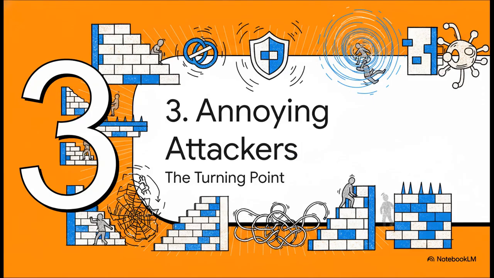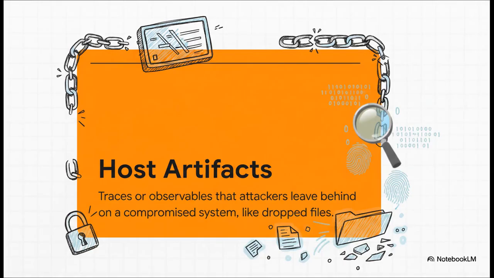Okay, we're climbing into the middle of the pyramid now. This is the turning point. This is where the things we do as defenders start to get genuinely annoying for the bad guys. We're actually forcing them to stop and rework their approach. So, first up in this annoying tier, we have host artifacts. The best way to think about these is like clues left at a digital crime scene.